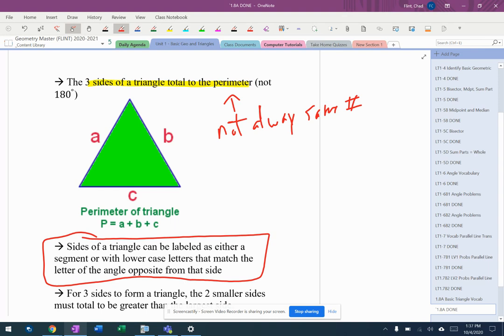The sides of the triangle will be labeled as either the segment or the lowercase letters. So in this triangle right here, if this side is a, that means that this angle over here would have to be capital A, and then the same thing there, that would have to be B, and then that would have to be capital C right there. So we got to be careful with this because it is really important to remember. So this side here could also be AC, and they could all do things like that.